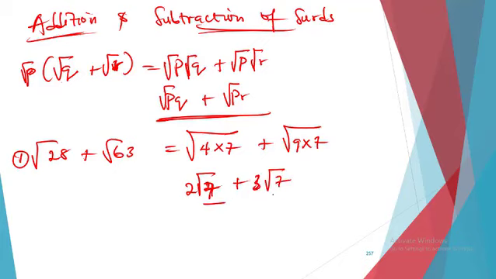Now they have the same base, which is root 7. Therefore we can add them up. We then have 2 plus 3, 5 root 7. Now one thing we should bear in mind here is when a problem has the same roots, then you can easily add them up or subtract them. Okay, as long as they have the same base, add or subtract.